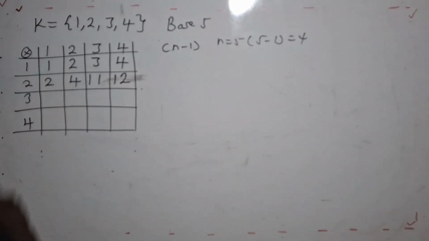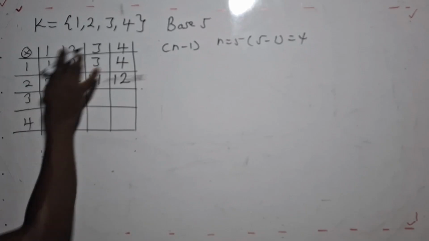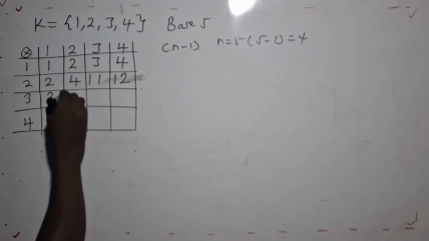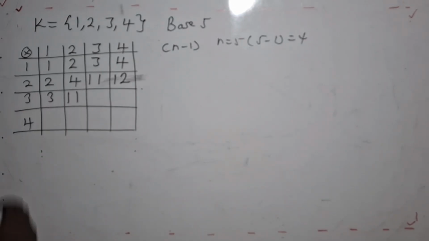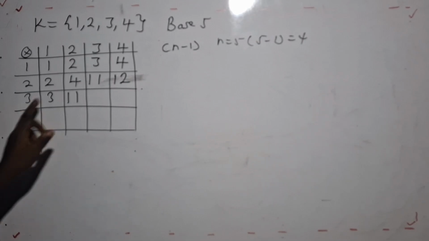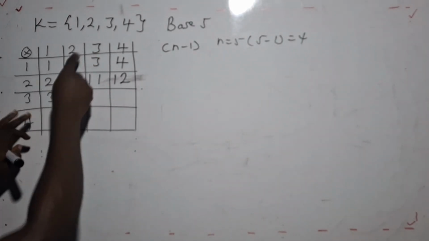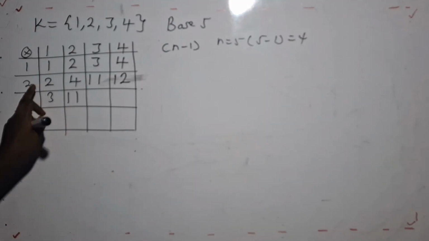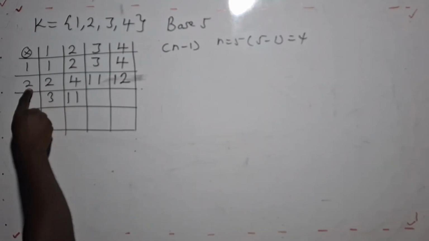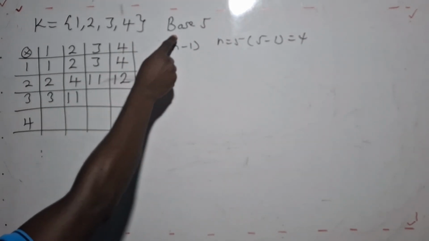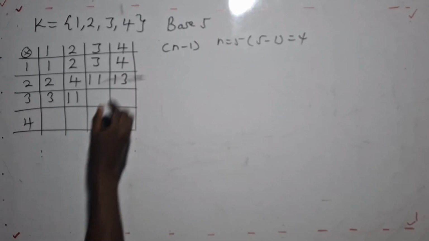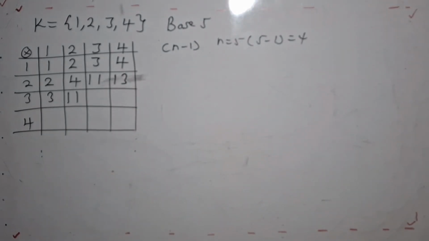Now let's go to 3 times 1 is 3. 3 times 2 is 6. 6 is not accepted in base 5, so 6 divided by 5 is 1, remainder 1. Now 3 times 3 is 9. Here was 2 times 4, which is 8. 8 divided by 5 is 1, remainder 3.